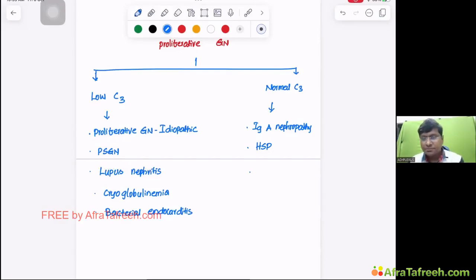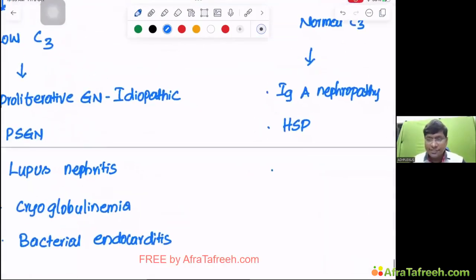And for secondary FSGS, you need to treat the underlying cause, right? So that is about your FSGS. Okay.